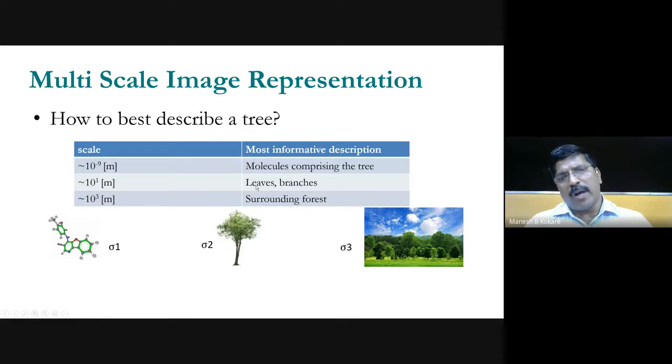And from 10 meter away, you can get the picture of the entire tree. So at 10 raised to minus 9 meter, you get the molecular structure. At 10 raised to 1, that is 10 meter, you get the tree structure. And from 1 kilometer, you get the entire jungle. So you get different information at different scales. This information will be really useful for doing scene analysis in computer vision. That's why scale-space representation is very, very important.